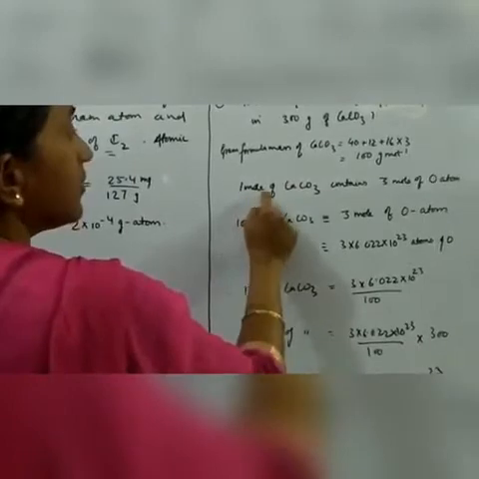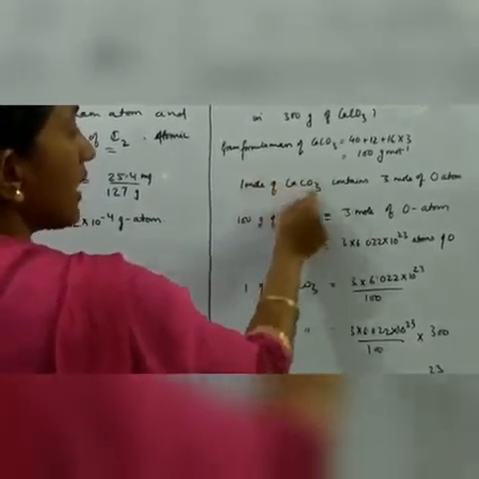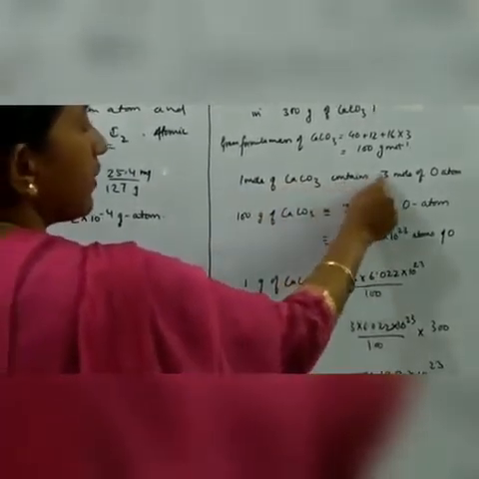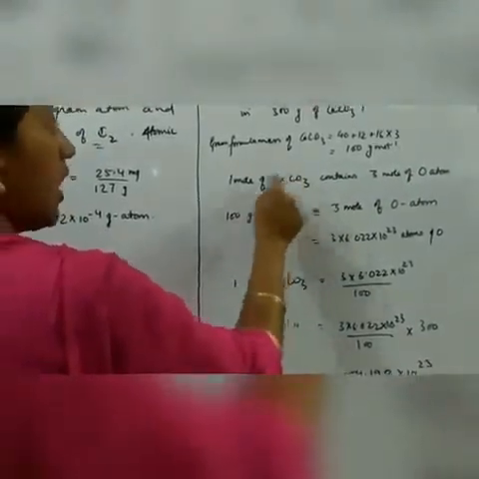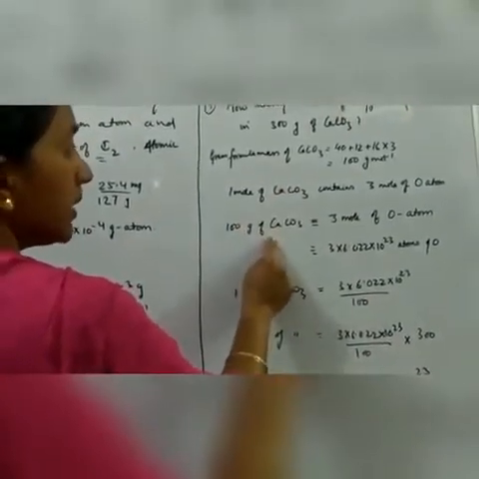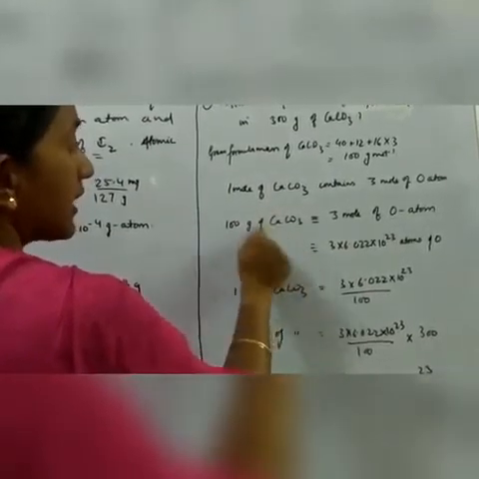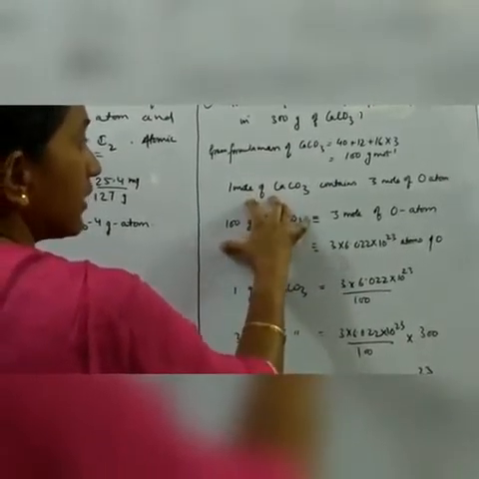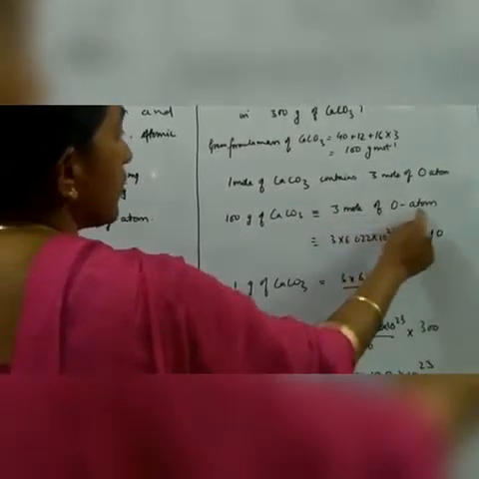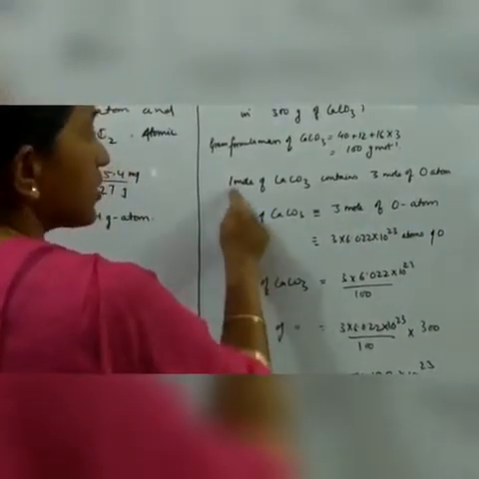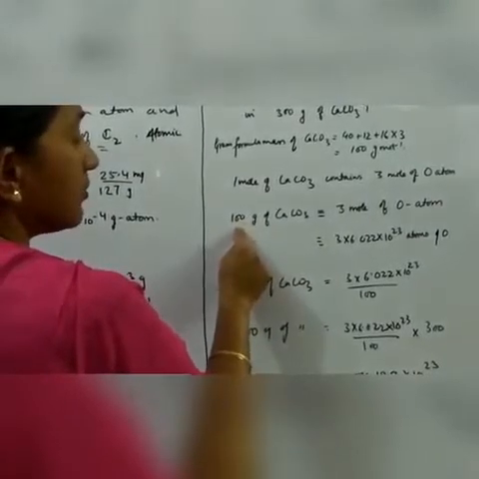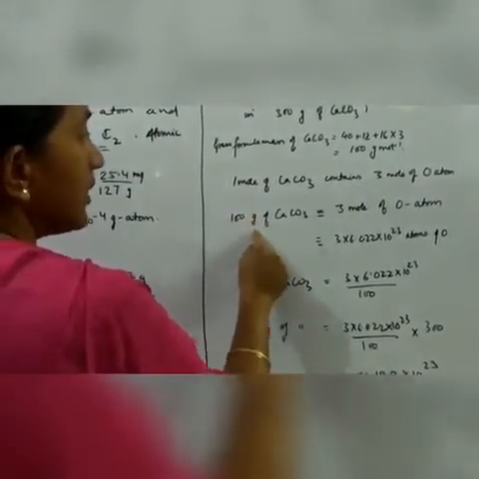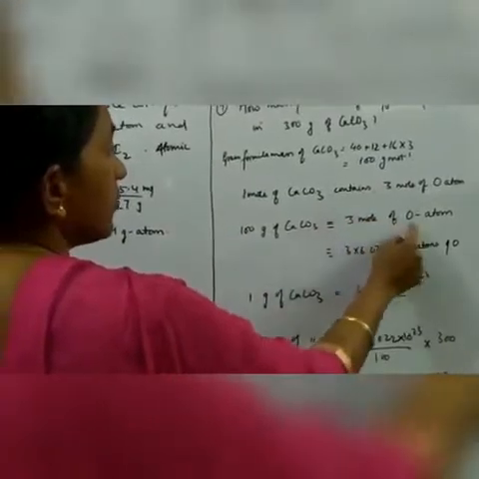So we will write in terms of mole now. 1 mole of calcium carbonate contains 3 mole of oxygen atoms. So 100 gram will contain how many mole of oxygen? 100 gram, which is the molar mass, also contains 3 mole of oxygen atoms, because 1 mole is equivalent to the gram formula mass of the calcium carbonate, so it will also be equal to 3 mole.